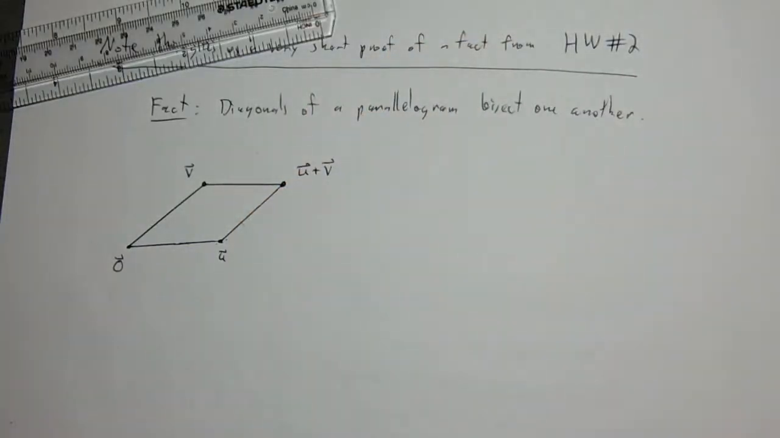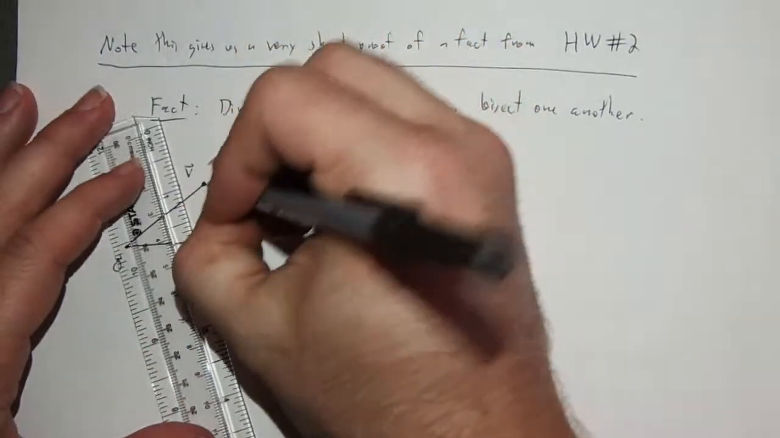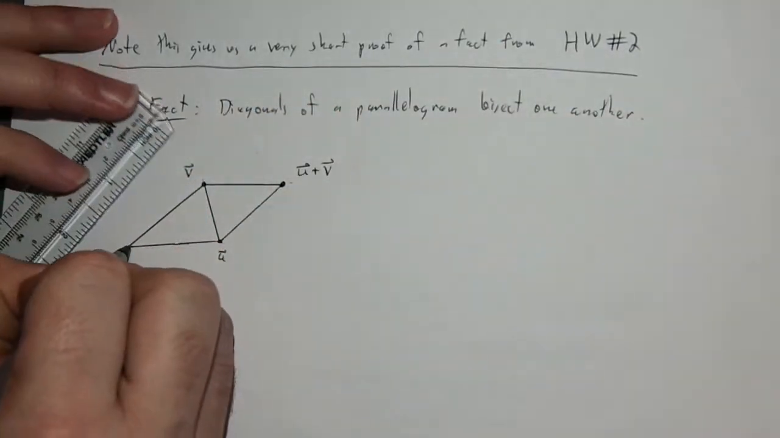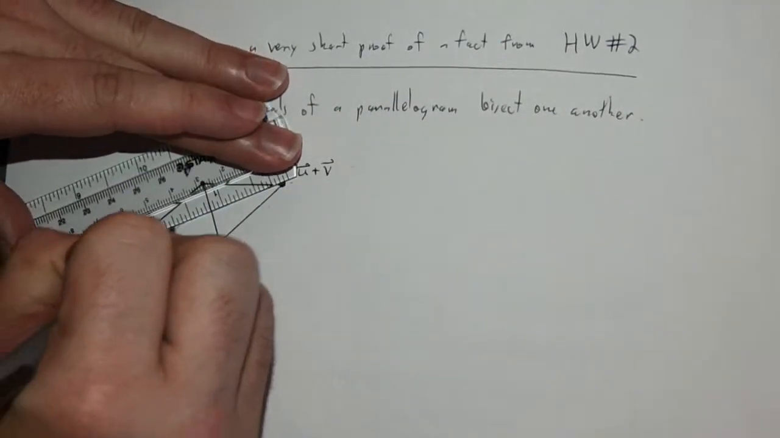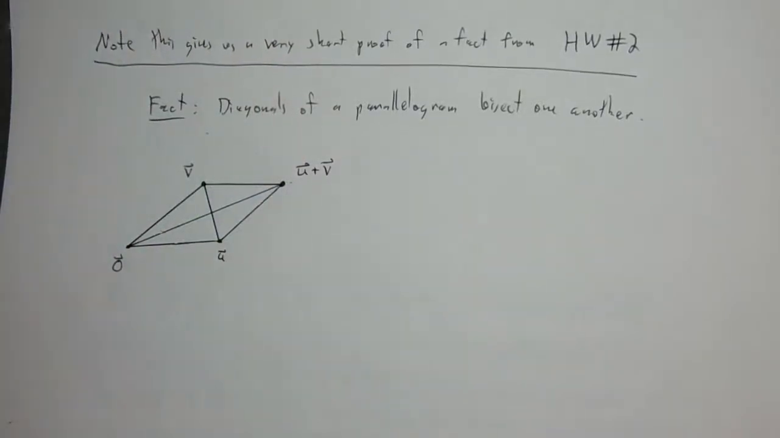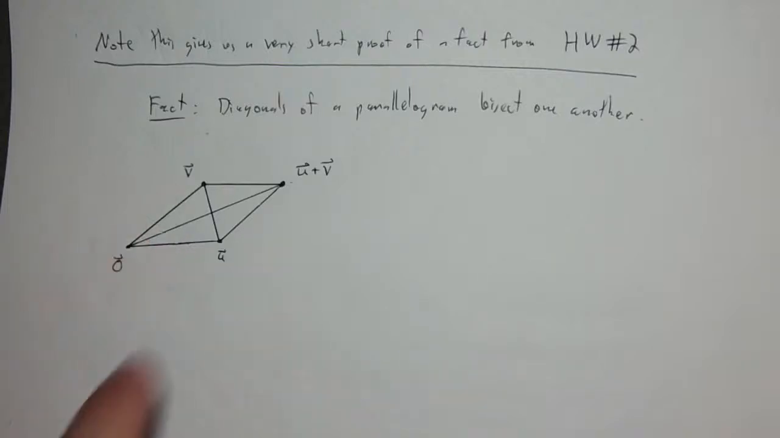Okay. That's not the absolute best picture. Let's draw in these diagonals. So there's one, here's the other. Now, those look like they bisect one another, but why? Well, if I have a parallelogram with vertices u, v, and 0, this other vertex is u plus v.